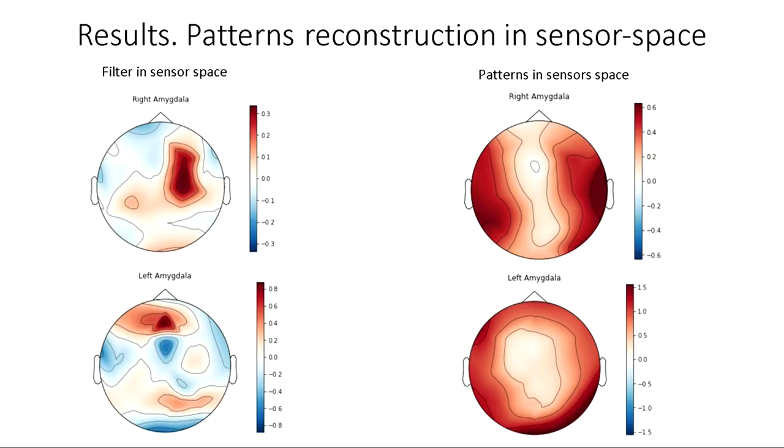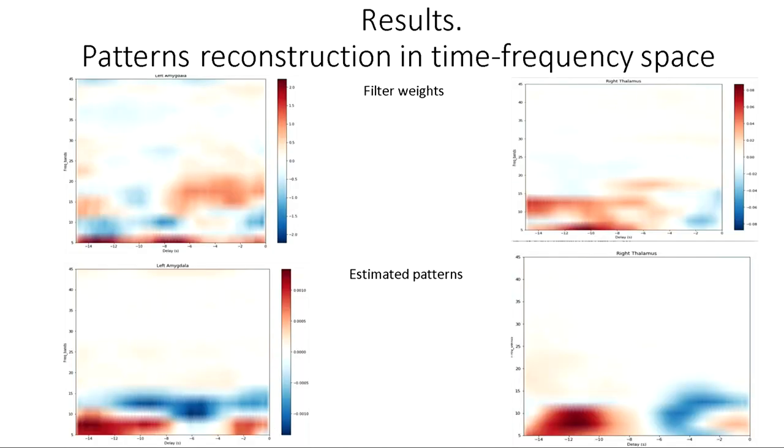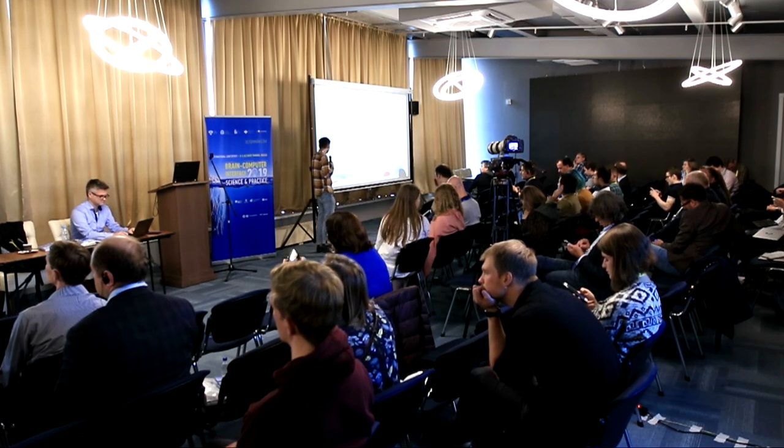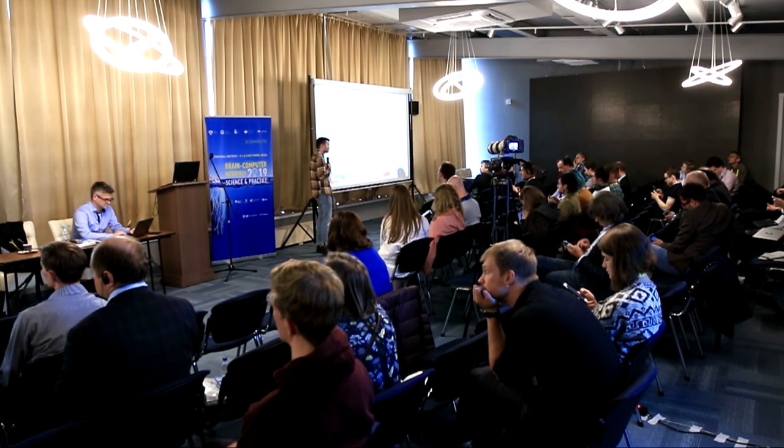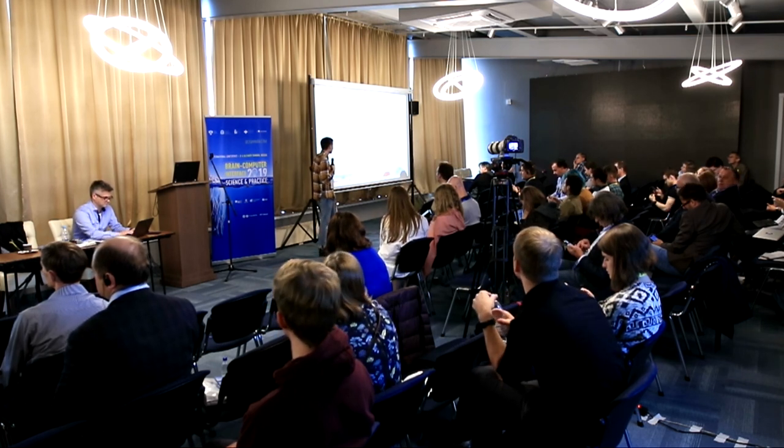In this slide you can see the right amygdala and left amygdala. We can find which sensors reflect this activity in our EEG. The second is patterns in time-frequency space. You can see the weights are not very interpretable in these pictures, and the sign is not very important. But if you find the pattern, you can see that the most important activity in the resting state wakefulness is the alpha band, and the alpha band most strongly reflects this activity in our brain.